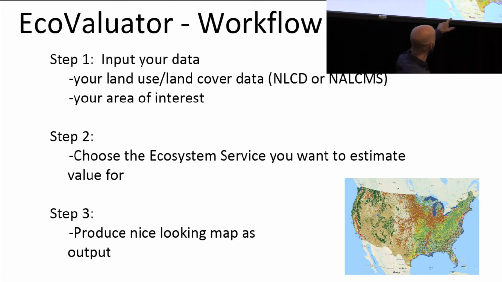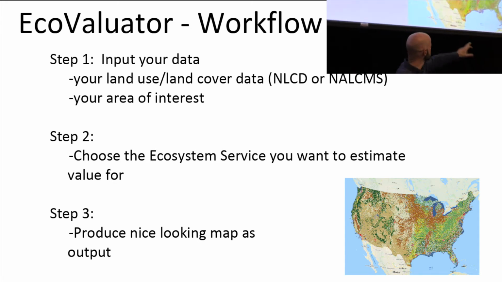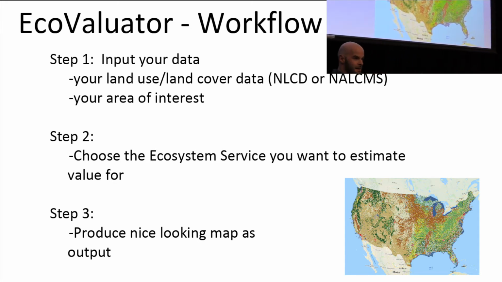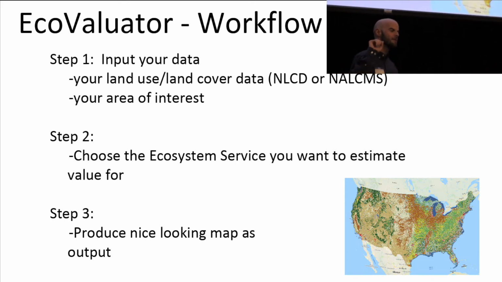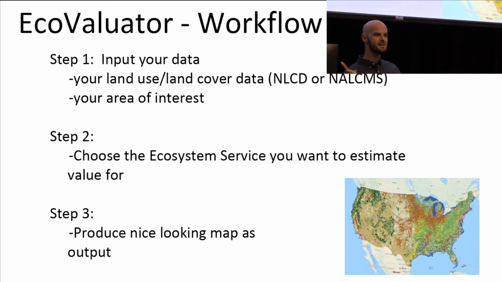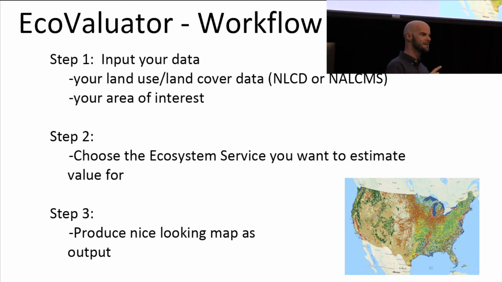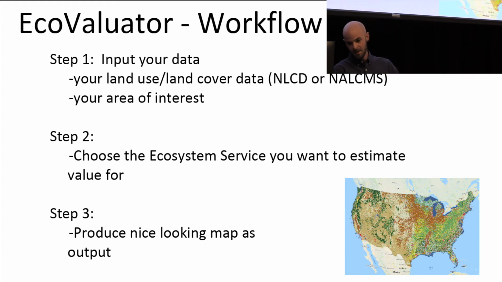As you can see, there's desert land cover types, urban, forest, swamps around the side. I think there's 19 or 21 in total. A couple only exist in Alaska, like alpine tundra and stuff like that. The second step, you choose the ecosystem service you want to estimate your value for, and the third step produces a nice looking map as output.